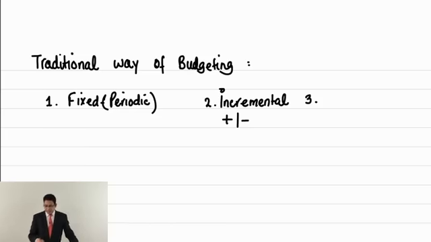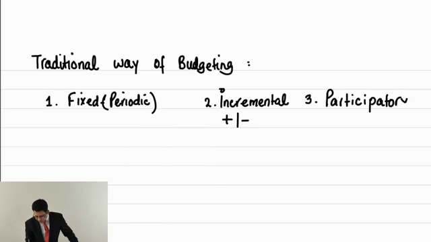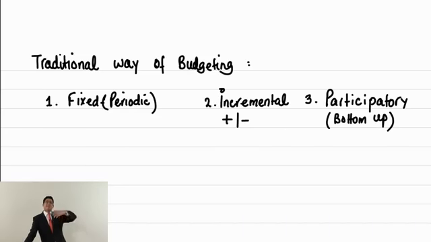Okay, thirdly, budgets in a traditional way are produced with the participation of different managers. So participatory budgets, also called bottom up. Budgets are produced at the lower part of the organization, and then they are sent for review to the top management, and then they improve the budgets and then they are implemented. So traditionally budgets are fixed and periodic, budgets are incremental, and budgets are participatory. Okay, and you can read some advantages anyway.